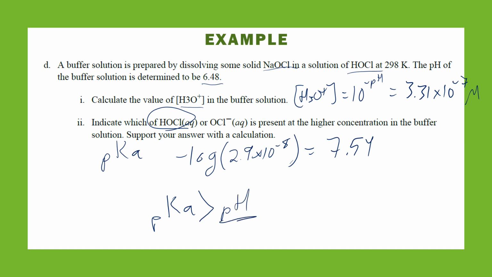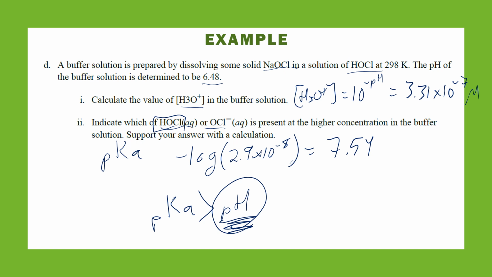So it's more acidic than it would be if they were equal concentrations. When the pH and the pKa are equal, then you'll know that these two have the same concentration. Well, my pH is lower, so that means it's more acidic. So I will have more of the HOCl present.